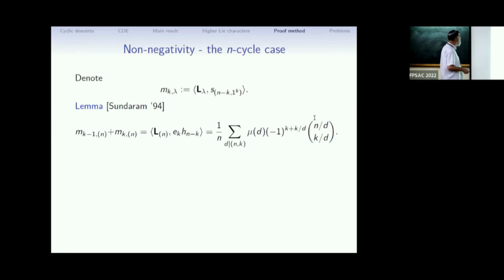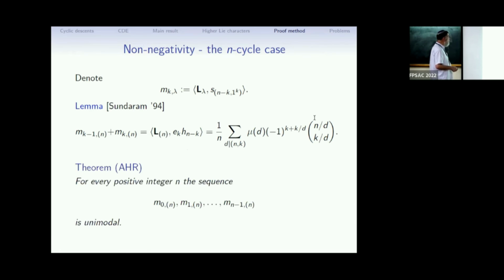Next, n cycles. Here we apply a formula of Sheila Sundaram for the sum of multiplicities of two consecutive hooks. Applying this, it's not so easy, but we can prove that the multiplicities of the hooks are unimodal and sometimes also log-concave. We will not speak about this, depending on the divisibility properties, but because they are unimodal, non-negativity follows.